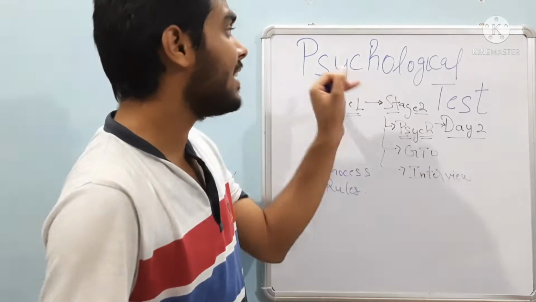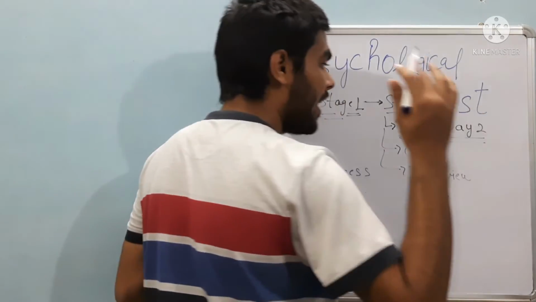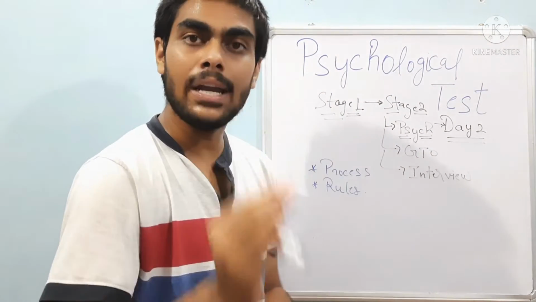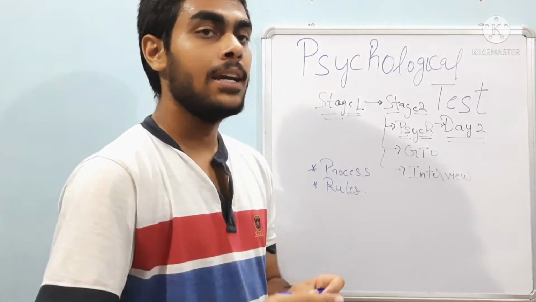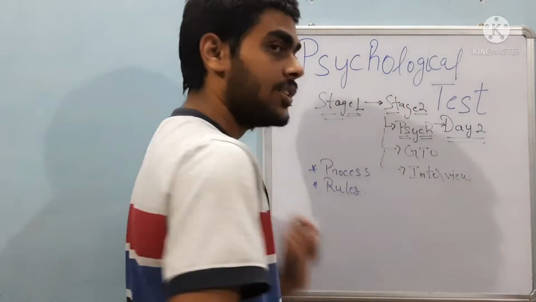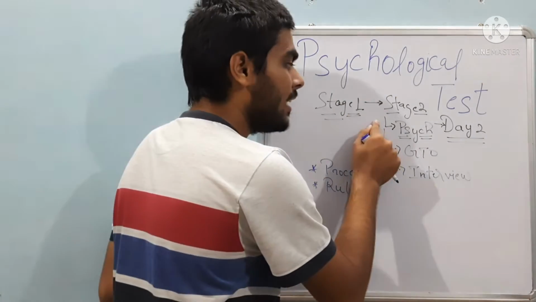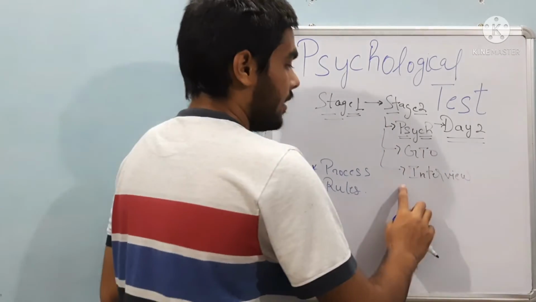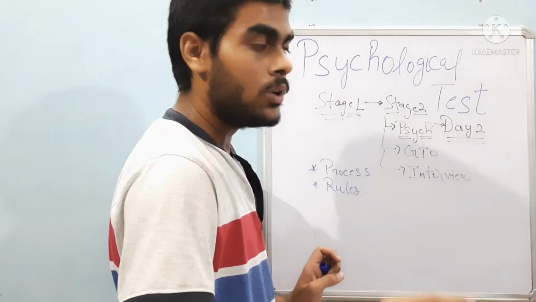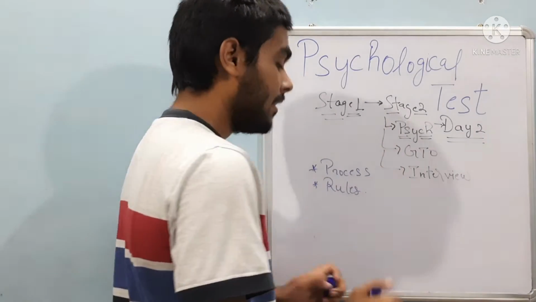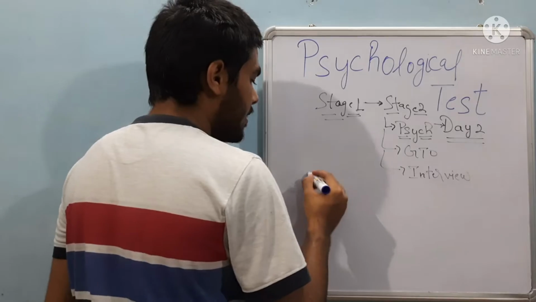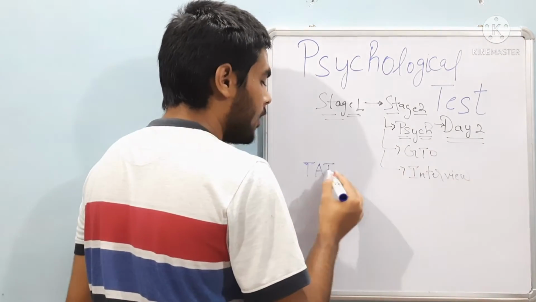The psychological test is conducted on day 2 of the SSB. When a candidate successfully clears stage 1, which comprises OIR and PPDT, he enters stage 2, in which there are 3 tests: the psych test, that is the psychological test, GTO, that is the ground testing officer test, and the third one is the interview. On day 2, the psychological test is conducted, and the first test of the psych is TAT, the thematic apperception test.